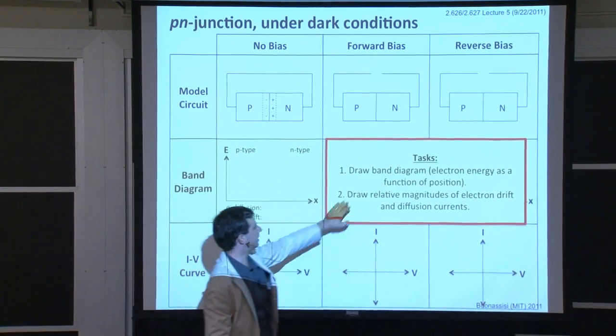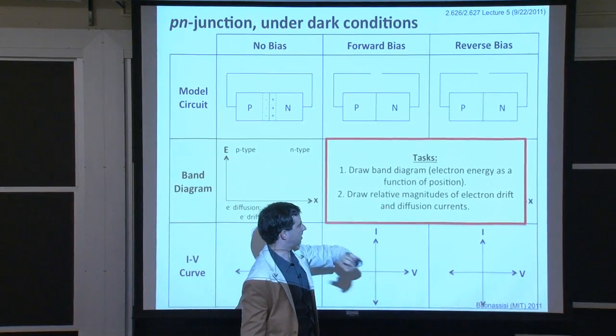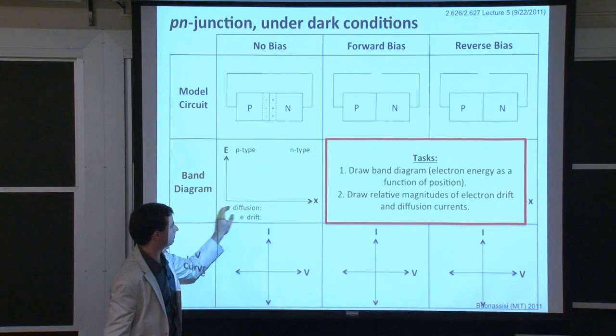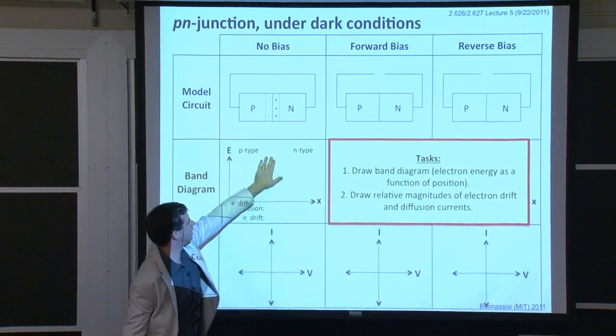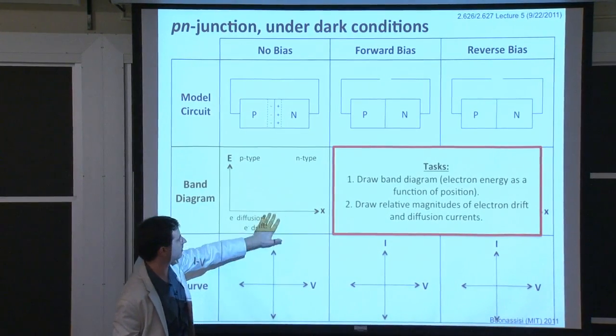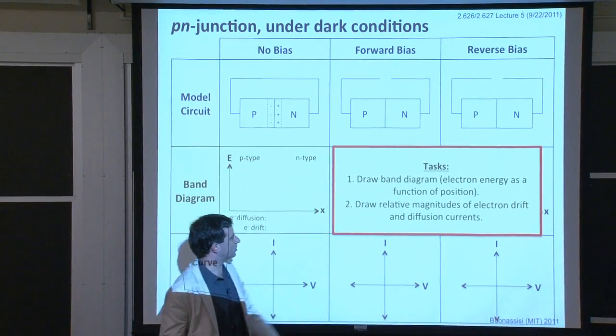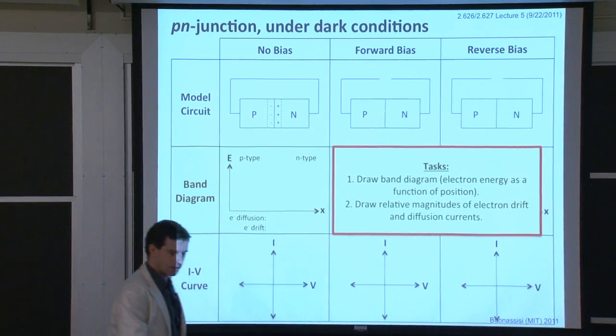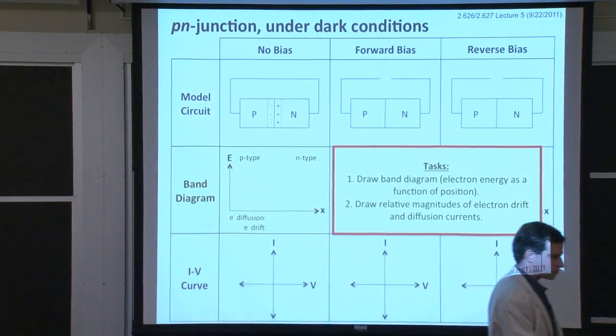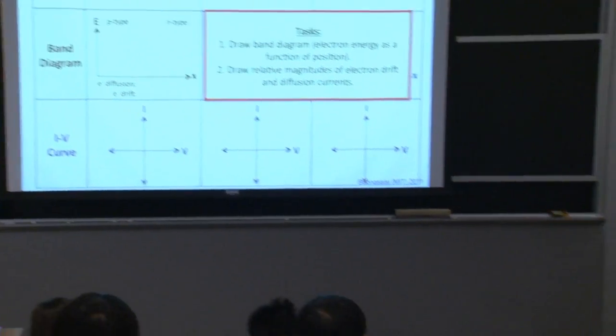Draw the energy band diagram in terms of the electron energy and position. Notice your p-type on one side, n-type on the other. You can assume that the point of division is like right here in the middle. And for those who are a little quick, you can go on and draw the relative magnitudes of electron drift and diffusion currents. So why don't we give that a quick little shot, maybe 30 seconds to think about it, and another 30 seconds to draw and chat over it with your colleagues.